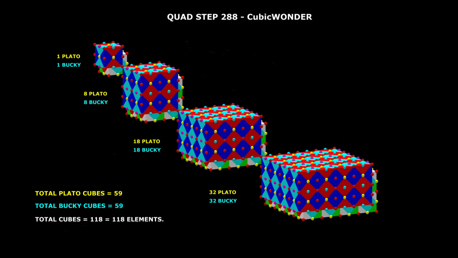Now if you look at the BUCKY cubes, they're in parallel to the PLATO cubes, so they're exactly the same. It comes to 59 BUCKY cubes. So 59 times 2 equals 118, and that's exactly how many elements there are.